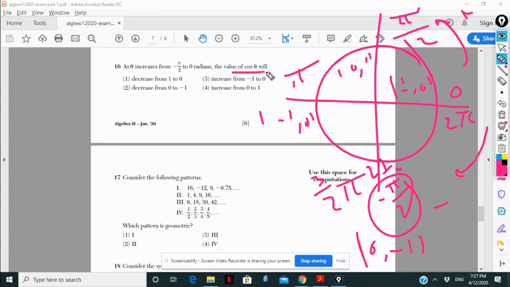He's asking about the cosine. Cosine is always the x value. So it goes from 0 to 1. It increases from 0 to 1. So for 16, the answer is 4.